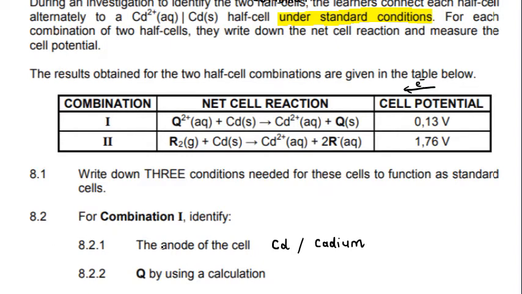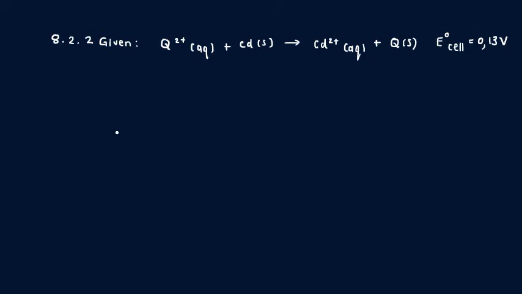Now let's go on to identifying what Q is by means of a calculation. In order to identify Q, we need to calculate its standard reduction potential. We're just going to be substituting into the equation. You can find this equation at the back of your test paper as well. E naught cell is equal to E naught cathode minus E naught anode.